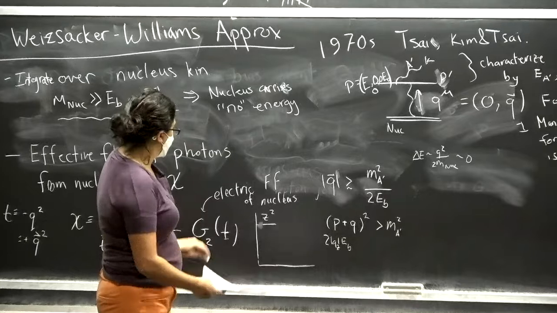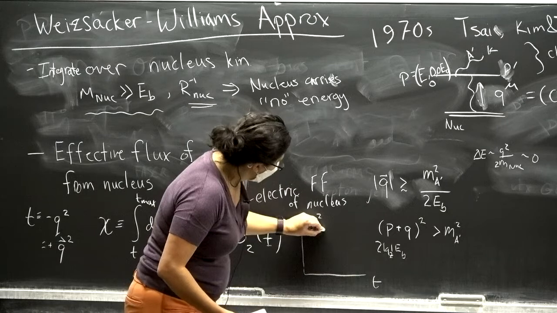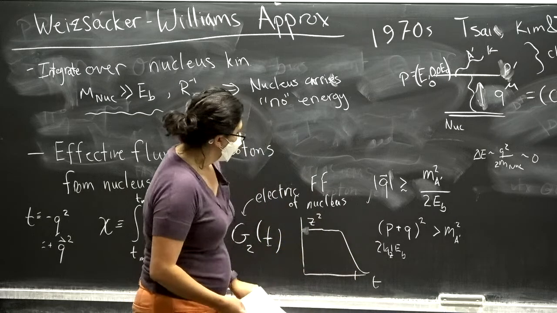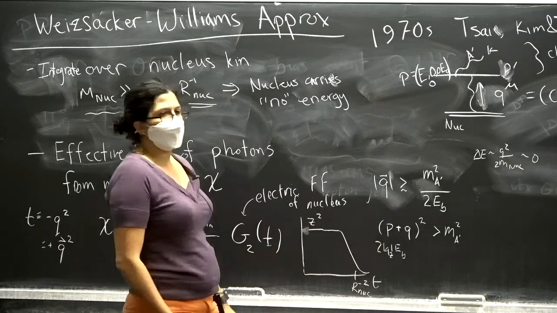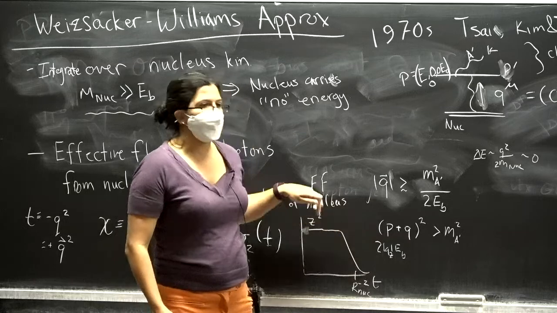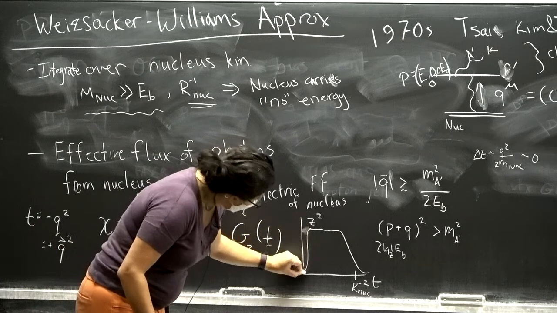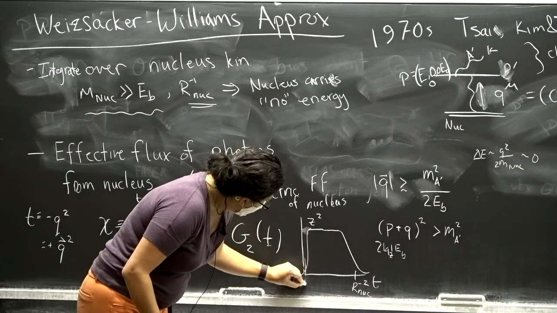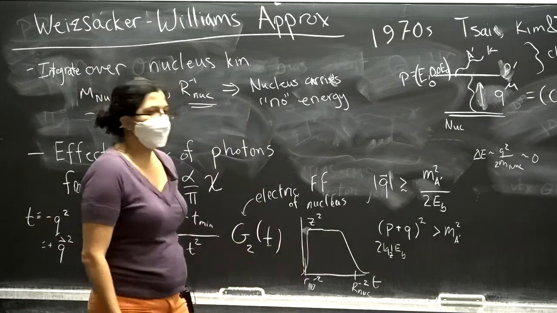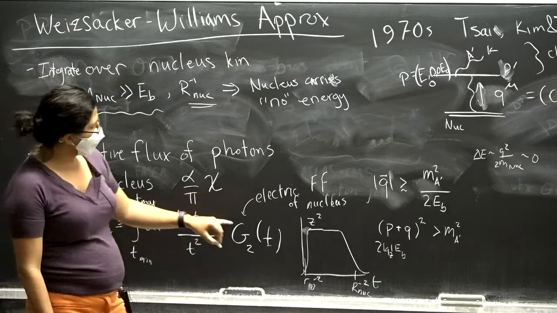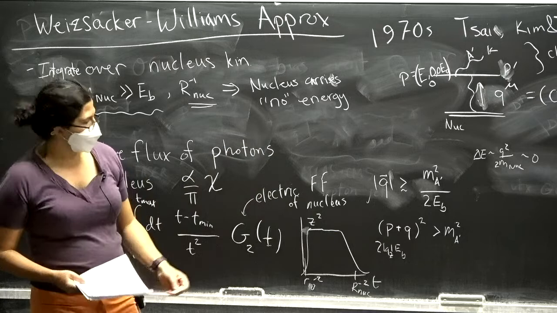Well, really it's the electric form factor of the whole atom. So if I look at T, it goes like Z squared until I hit T of order inverse nuclear size squared, and then it starts falling off because I'm losing nuclear coherence. And if I go to even lower Ts, it falls off because of atomic screening at Bohr radius to the minus 2 scales. So this G2 is roughly Z squared between the atomic inverse size and the nuclear inverse size, and then it starts falling off.